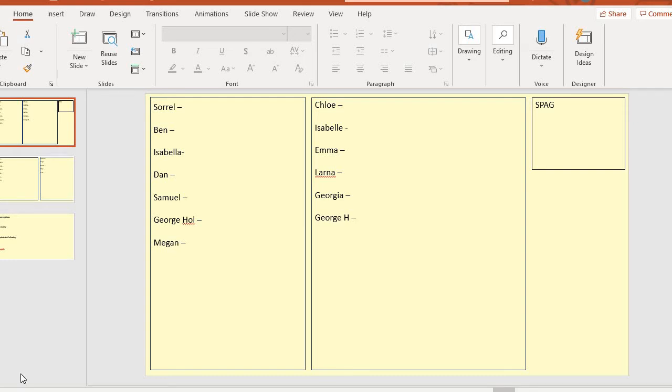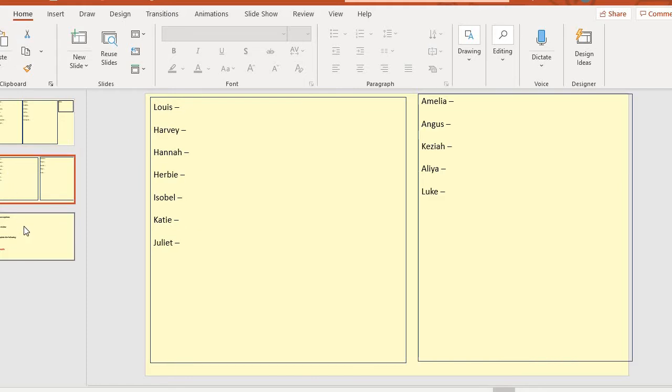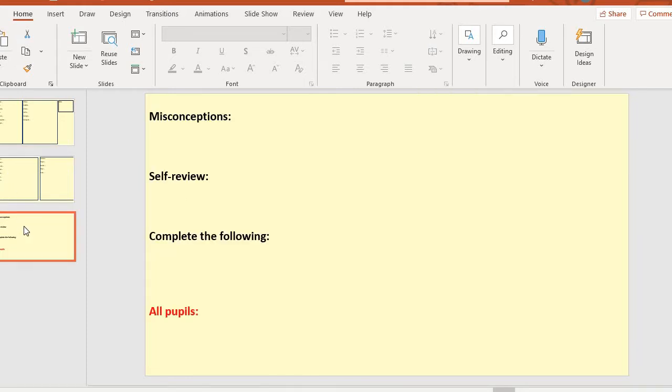Hello everyone, I'm just giving you an example of what a whole class feedback session could look like going through YouTube. One of the things I've done that I think is helpful is I've taken my Year 10 class and put all their names into a whole class feedback proforma. As you can see, there's the names of half the students here, spelling, punctuation and grammar here. Then here's the rest of them. And then the final slide is an opportunity for misconception, self-review, complete the following, basically the dirt tasks.